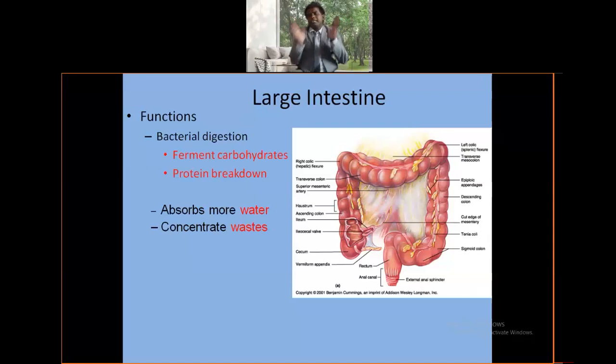So these are all the important points. Today we highlighted the overview of the whole digestive tract, and tomorrow we will continue with the accessory glands, or we can call them the digestive glands. Tomorrow we'll discuss them and the mechanism of digestion. Thank you very much.